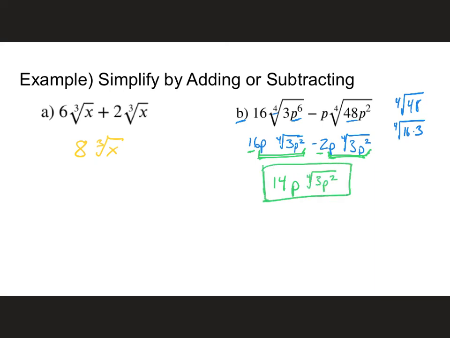Be careful with these. If you would ever get something where these are not like terms, where what's underneath of the radical or after the coefficient doesn't match, then you cannot combine like terms and your problem would be simplified already. But in this particular case, we can simplify it further.